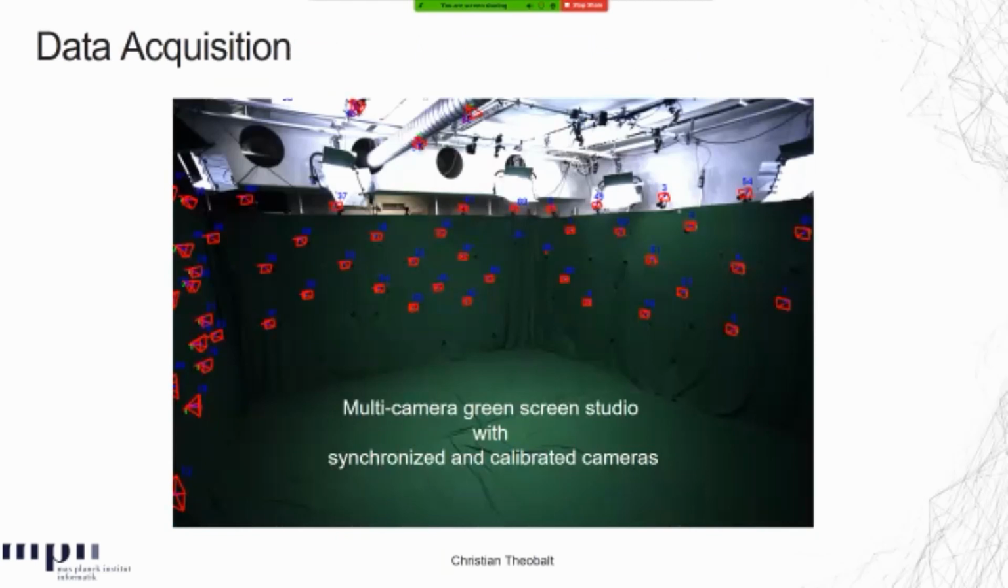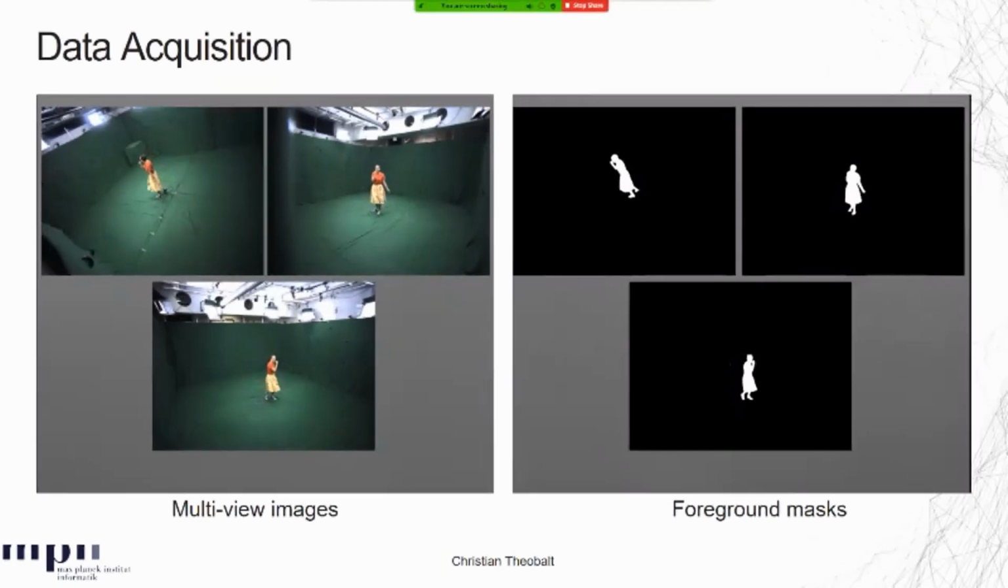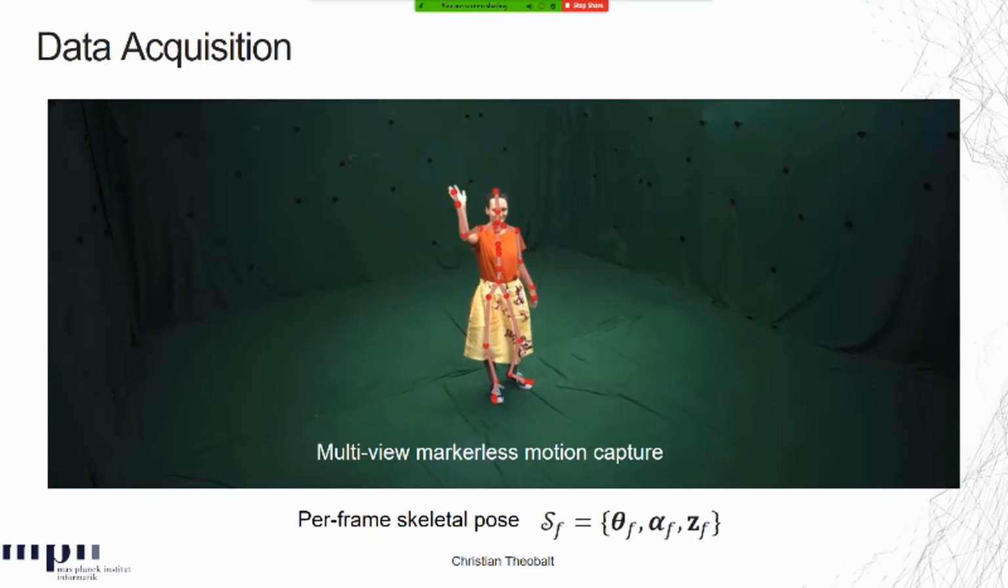To build such an animatable character, we require data from a multi-camera green screen studio with synchronized and calibrated cameras. With that, we capture the subject performing various motions and extract the respective foreground masks. For all frames, we acquire the skeletal pose using a markerless motion capture system.